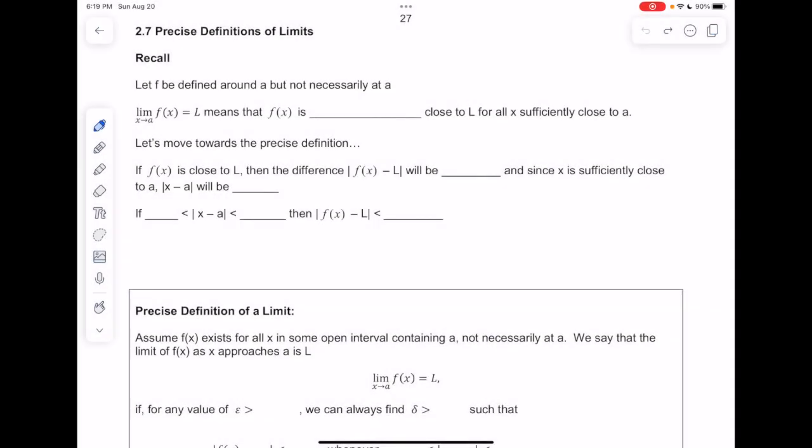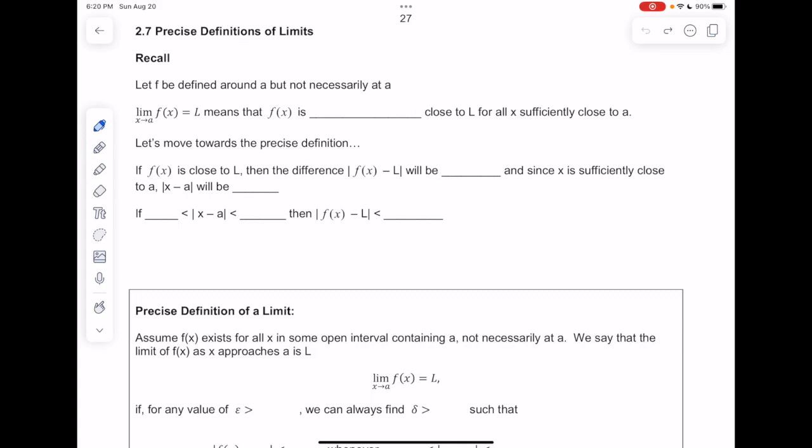Section 2.7, the precise definition of limits. So far in this chapter, we've been doing a lot of work with limits, and we've been basing some of the work we've done to evaluate limits on some theorems we were given. But the proofs of those theorems need a tight, rigorous, precise definition of limits in order for them to be really and truly proven.